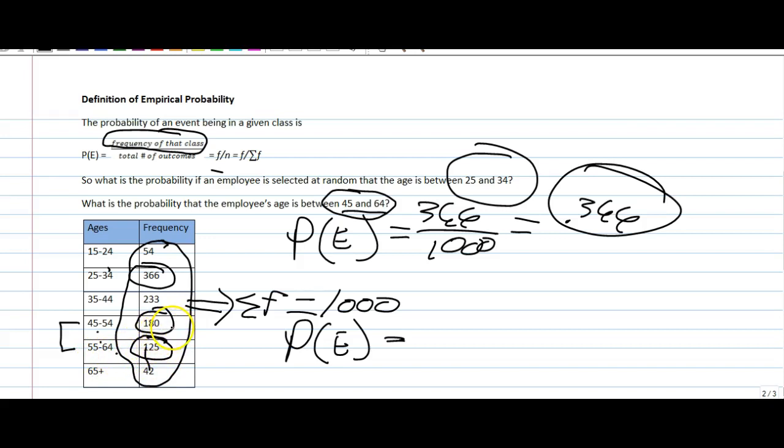So I have 180 plus 125, which gives me 305 chances for success out of a total number of employees of 1,000, which would be equal to 0.305. So again, the difference between classical and empirical probability is, in classical probability, you don't actually have to perform the experiment in order to determine the probability, whereas empirical probability is actually based on the data or results from the experiment itself.